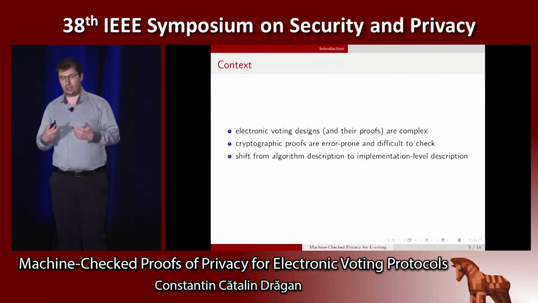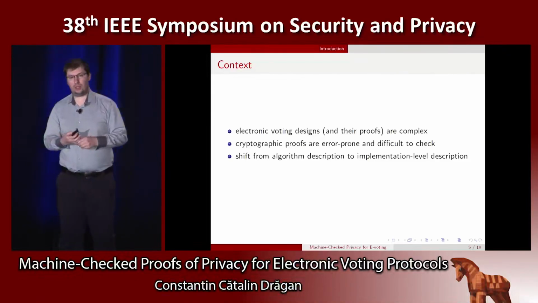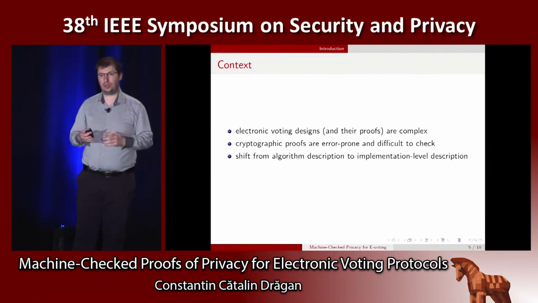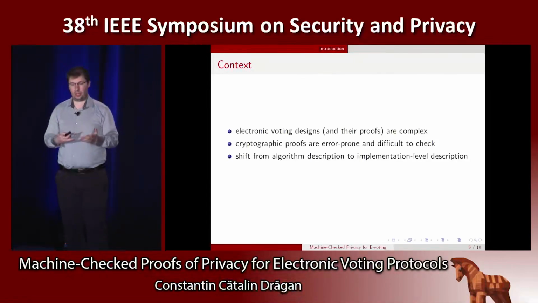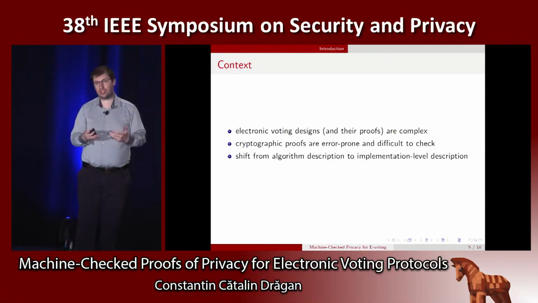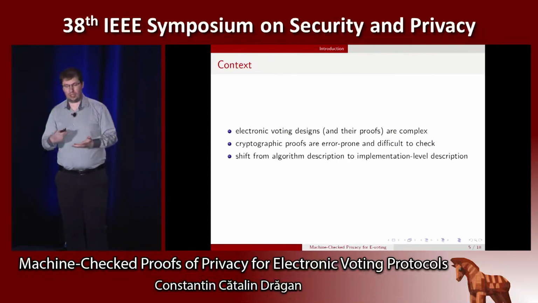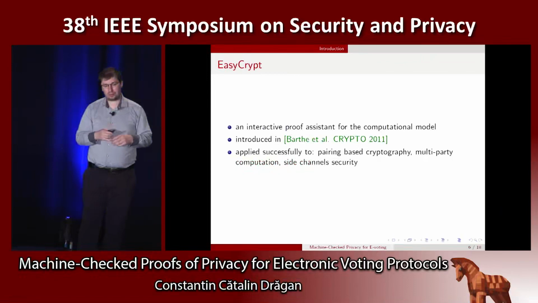In addition to that, there's a consensus on what the intuition of the properties are, but their definitions are still ongoing research, and most of the proofs are done by hand, so they are error-prone and difficult to check. There's also, in recent years, a desire to shift from just analyzing algorithm descriptions to more implementation-level details. And this is where formal methods come to help us, and EasyCrypt is one of those tools. Essentially, it's an interactive proof assistant for the computational model.